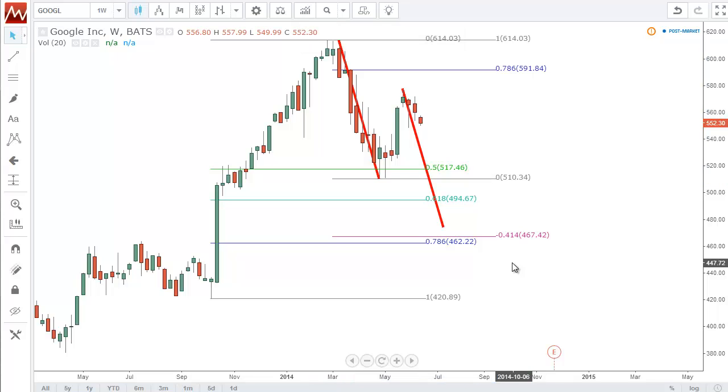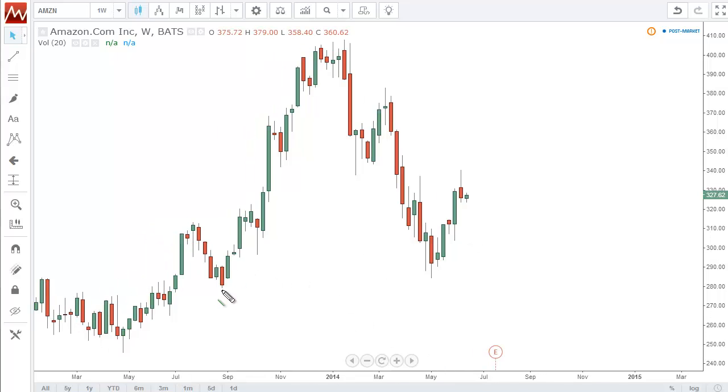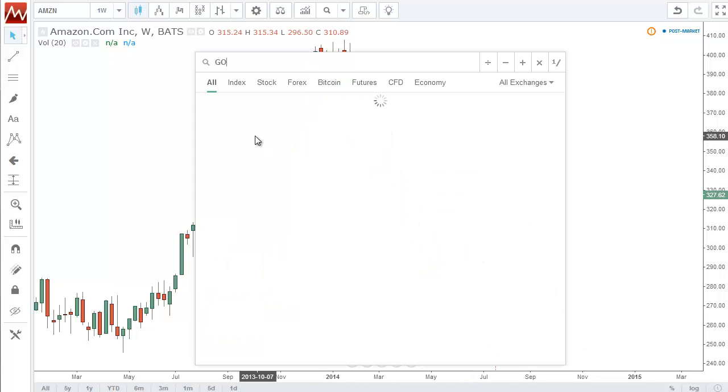This doesn't look much different than what? Amazon, which we've been long and first target's been hit, right? Same pattern here. Swing low, right? 1, 2, 3, 4, 5. We bought here, stop here, target 1 achieved here, right? Now let's go back and look at Google.